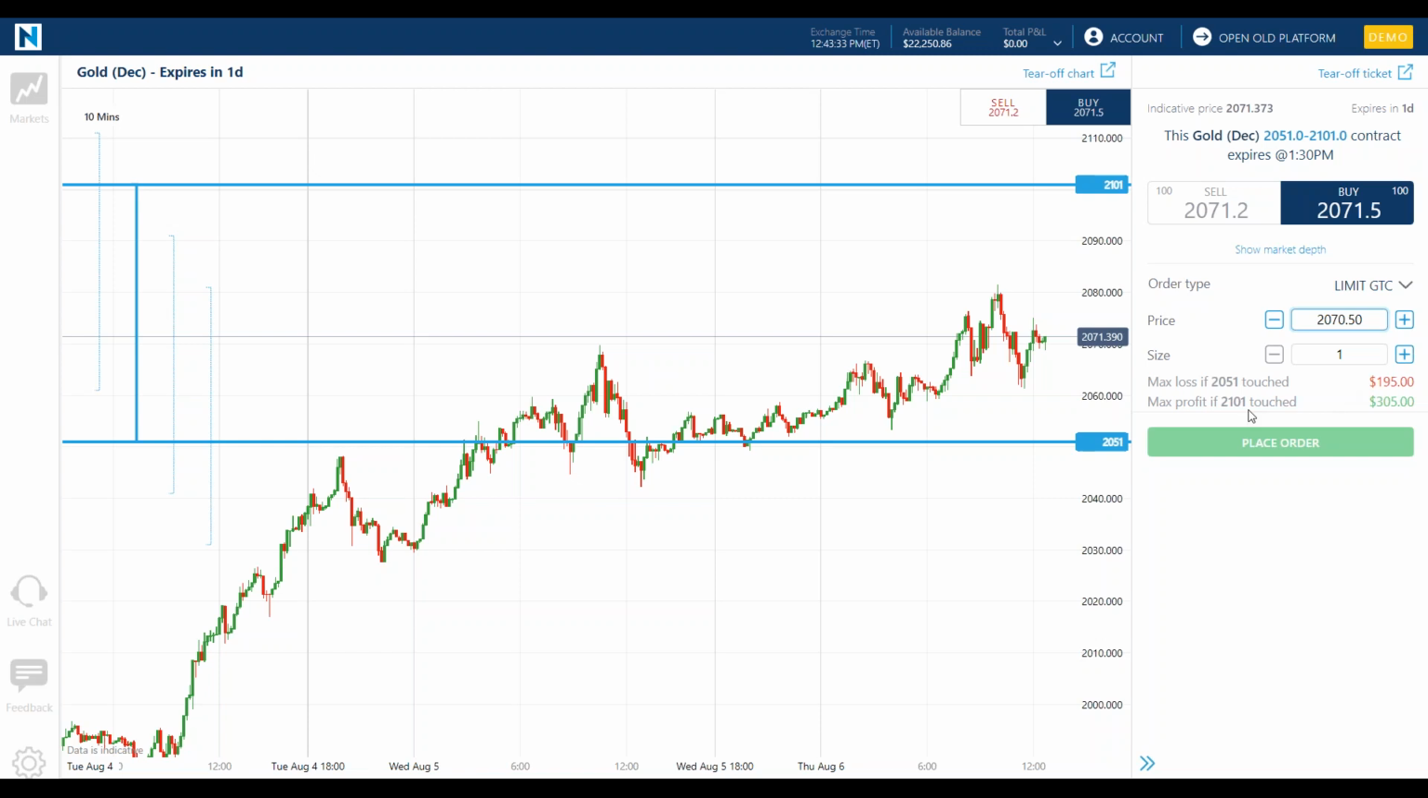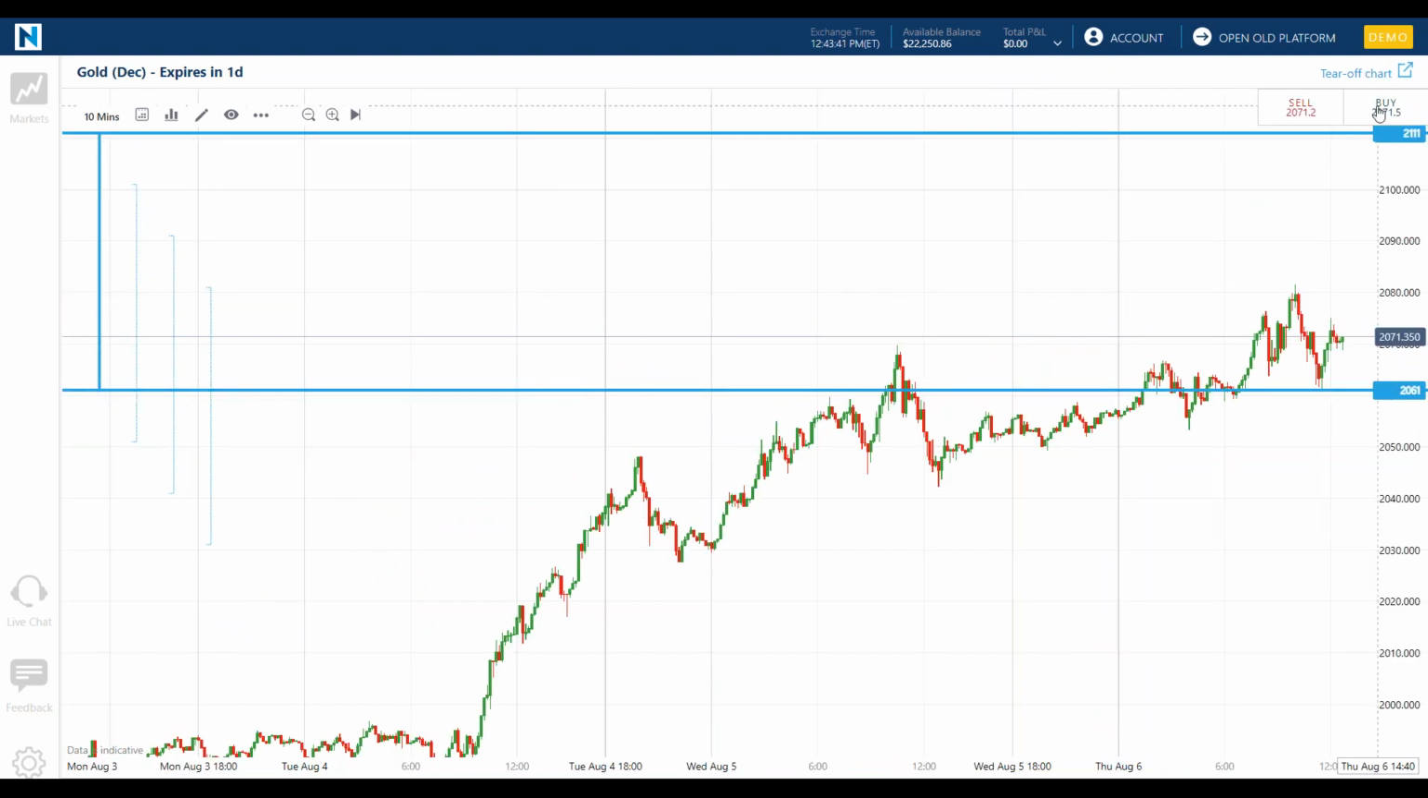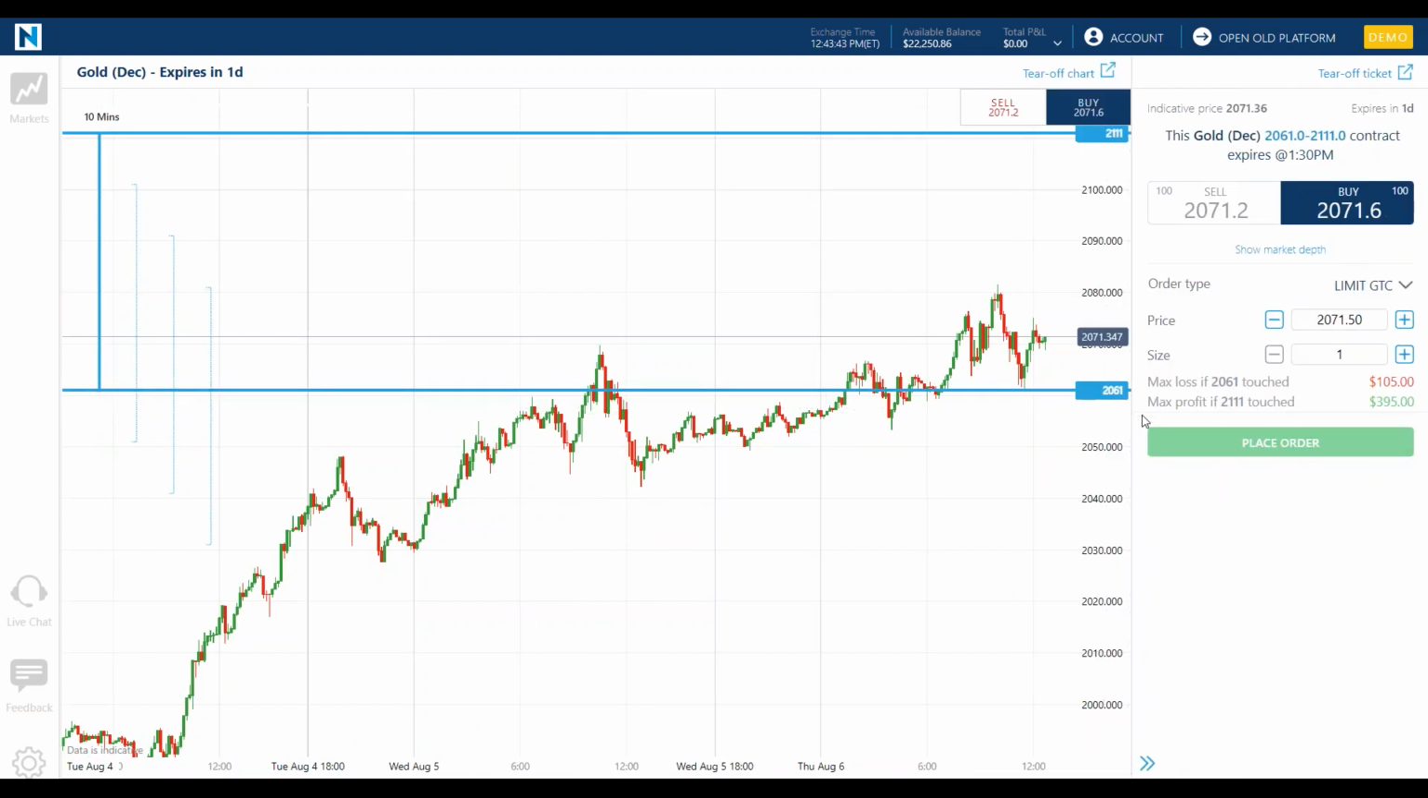Now, if I wanted to have a tighter stop loss, I could simply choose a different knockout. I could choose the one that's up one level, and notice how it moved me up $10. So now my floor isn't 2051, my floor is 2061. And here it's now $1 higher. If I were to buy one at 2071.50, it's gone up $1 while we were sitting here, the most I could lose would be $105.